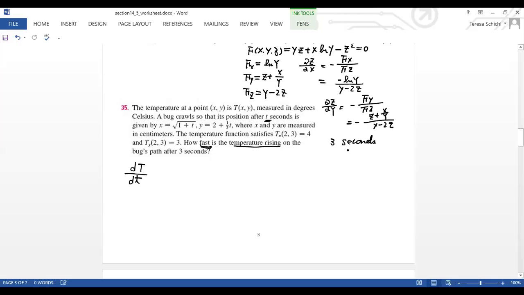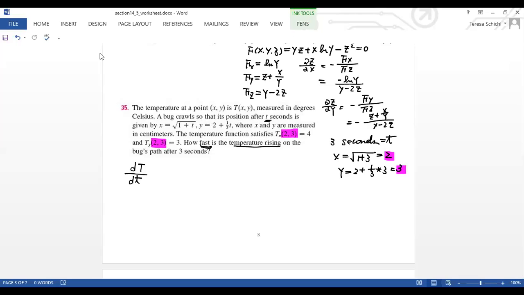So let's take a look at the position. With t equal to 3, x is equal to the square root of 1 plus 3, so x equals 2. Then y is equal to 2 plus 1 over 3 times 3, which is 3. So here they already give us the information at the position (2, 3).